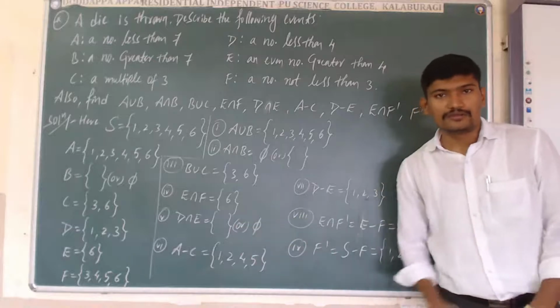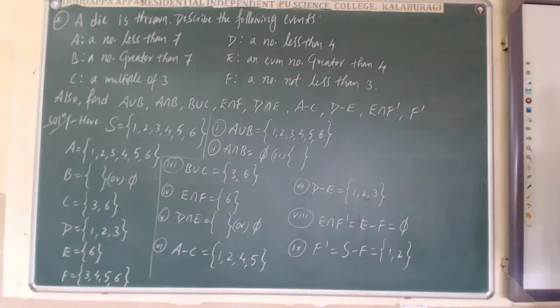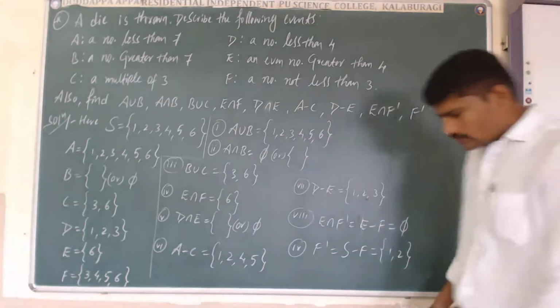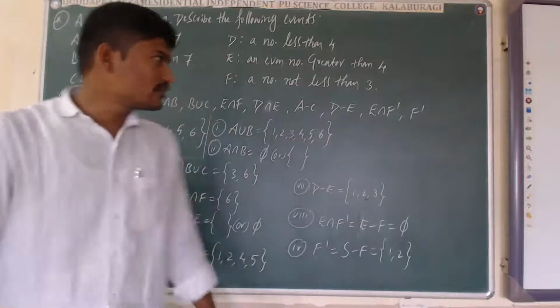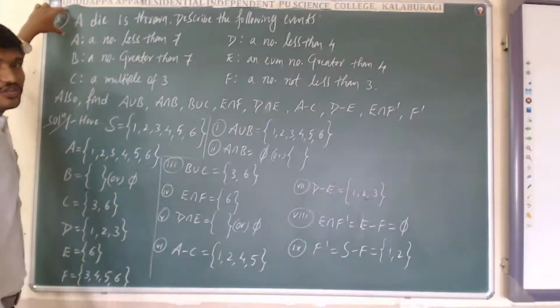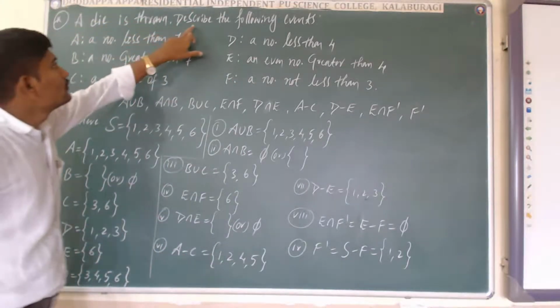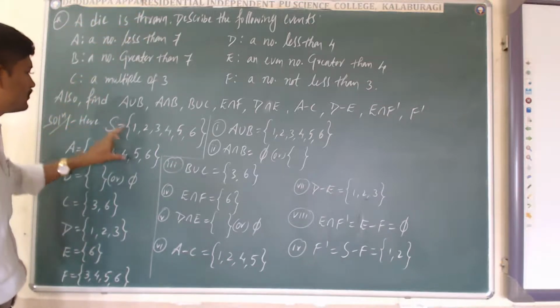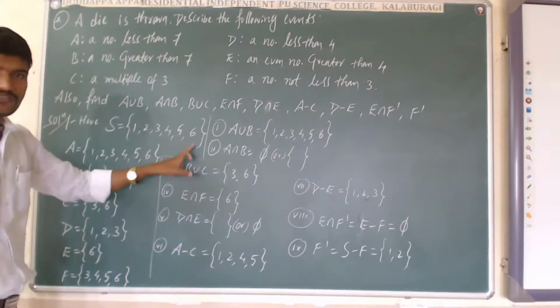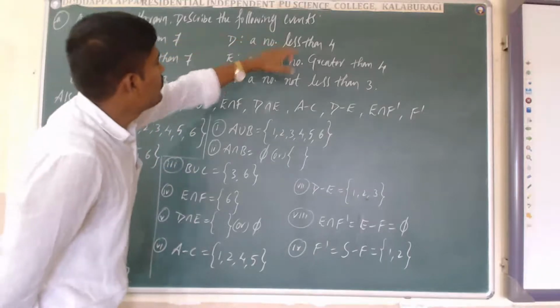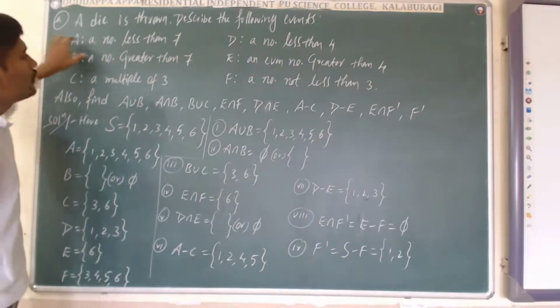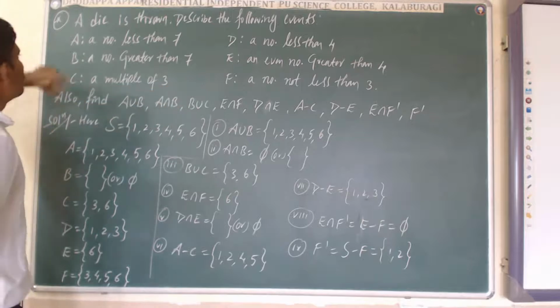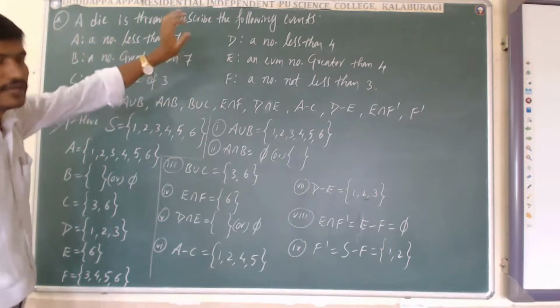Okay, now you write. Okay, dear students, once again I will explain this one. The condition is given, a die is thrown. So the die is thrown, and the sample space elements will be 1, 2, 3, 4, 5, 6. Describe the following events. So totally A to F conditions are given. These A to F are events.